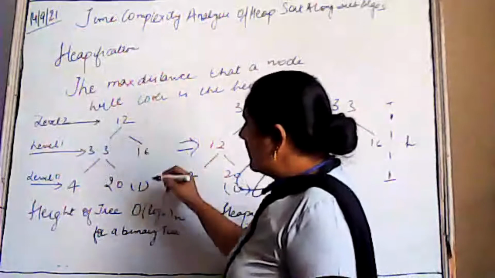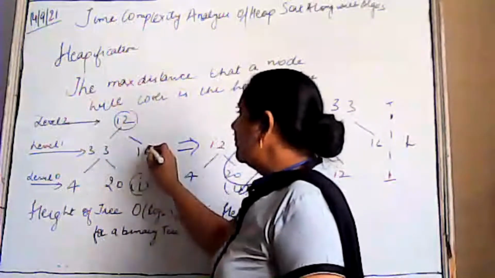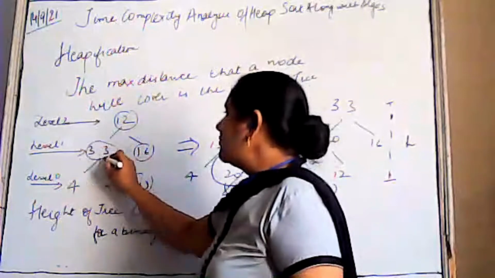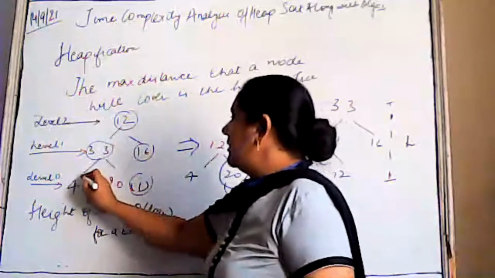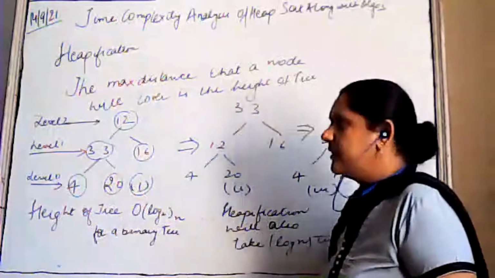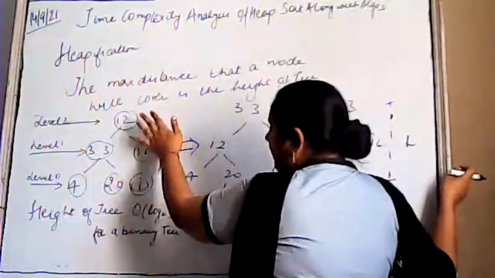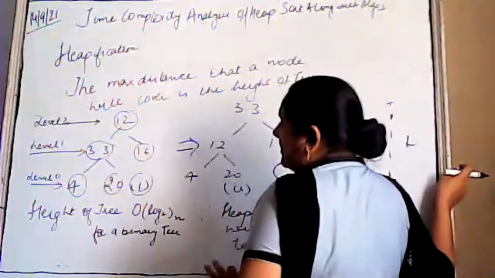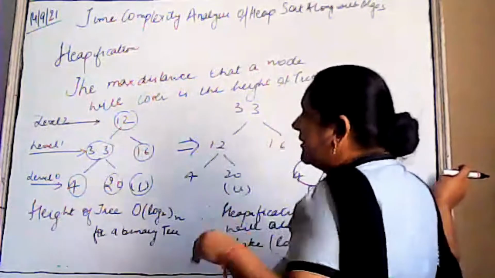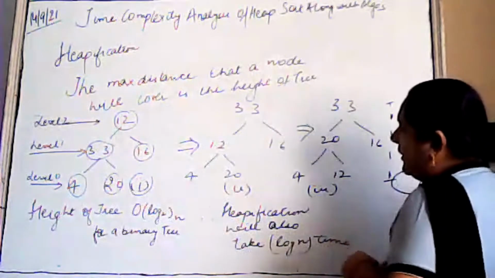This is a tree which is given to us in figure number 1. This is our parent node, the root node, with its left child and right child. This is again the left and right child of 33 respectively. Now, the root contains the element 12, which is smaller than 33 and 16 as well, which means it is violating the heapification property. So, first of all, we have to heapify it.